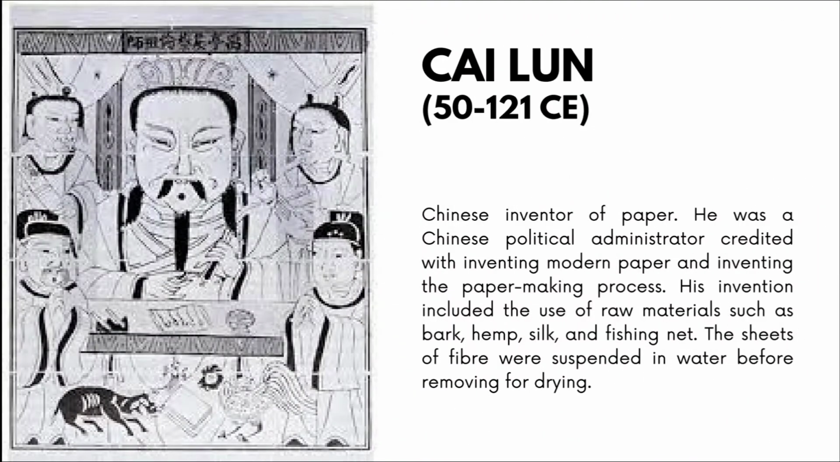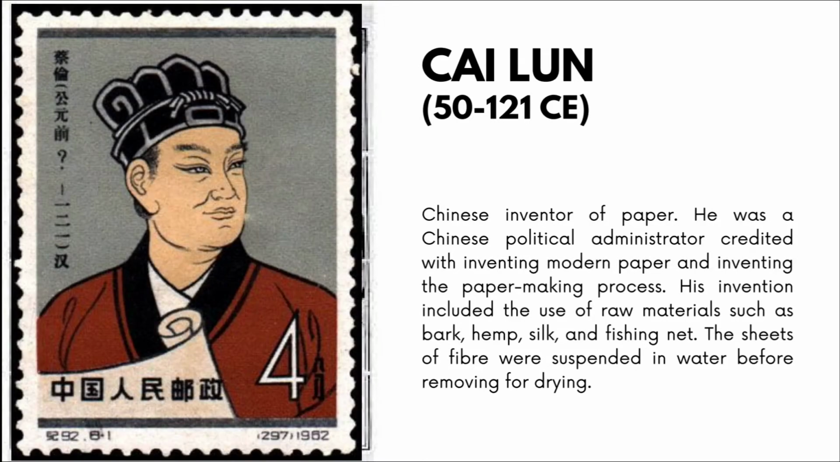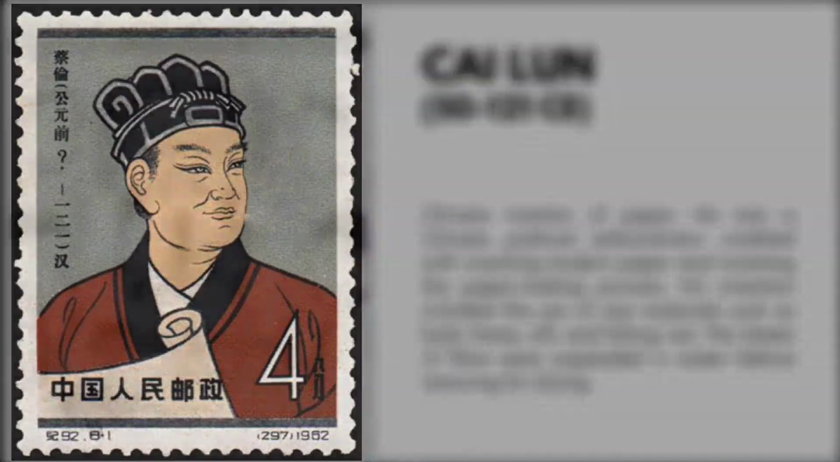Kai Lun, 50 to 121 CE. He was a Chinese political administrator credited with inventing modern paper and the paper-making process. His invention included the use of raw materials such as bark, hemp, silk, and fishing net. The sheets of fiber were suspended in water before removing for drying.